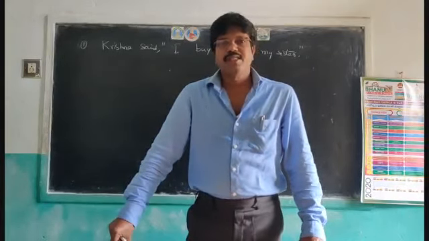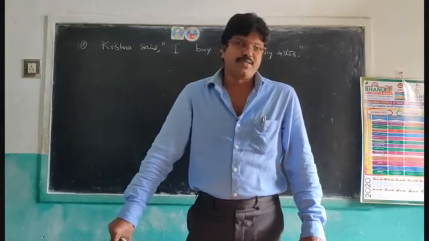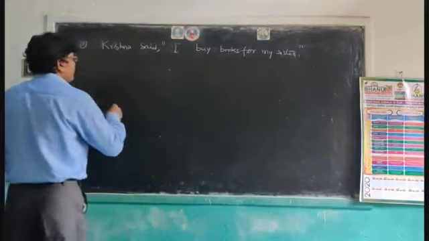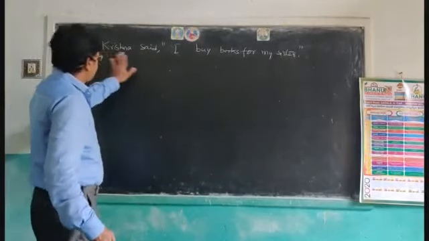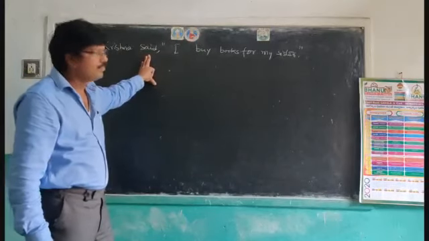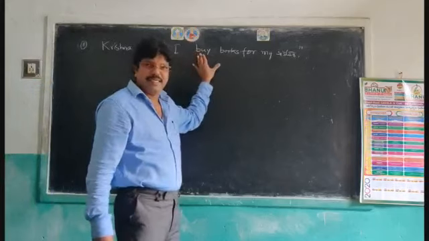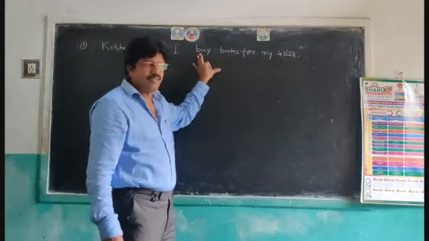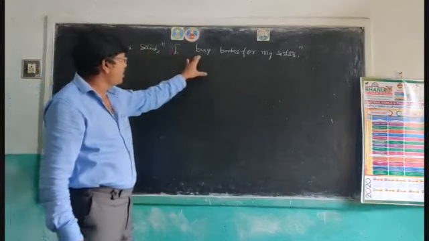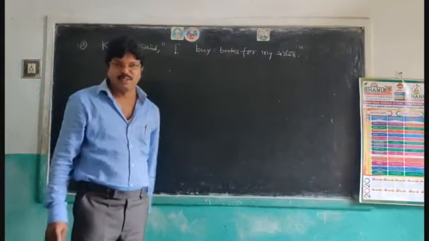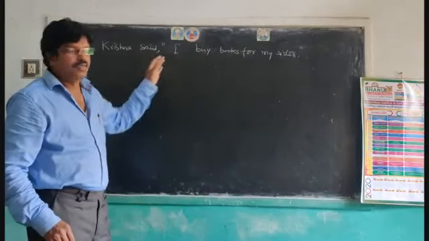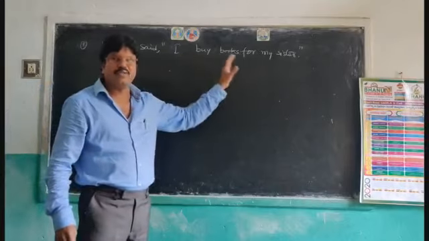We change it into indirect speech. So immediately, Krishna said. Said is the reporting verb. It's the reporting speech verb. Reporting verb is in past tense. Reporting speech verb, present tense. So in total, in indirect speech, the reporting speech verb changed to past tense.